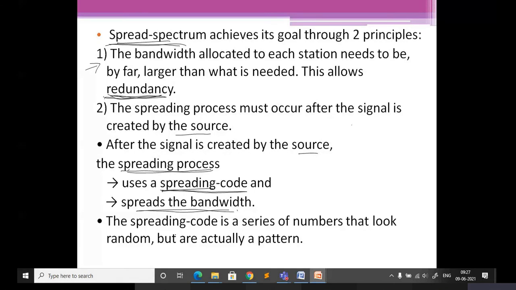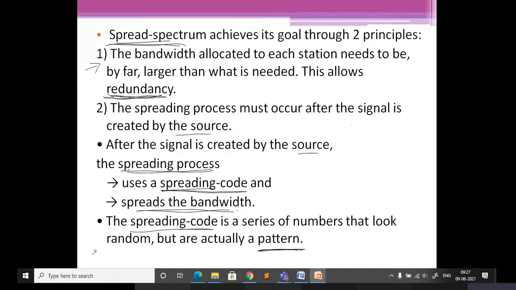Okay, so what exactly is spreading code here? Spreading code indicates a series of numbers that look random but are actually a pattern. The sender and receiver know the pattern, but a third person, the attacker, cannot decode it. So what is the pattern used? They will see it as a random number, but it actually follows some particular pattern. Okay, so this is all about spread spectrum.